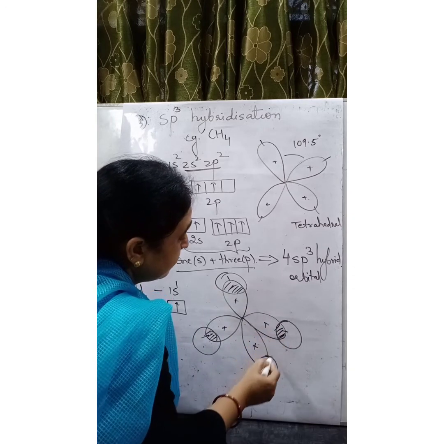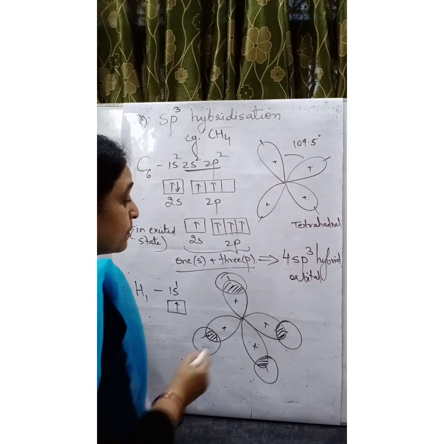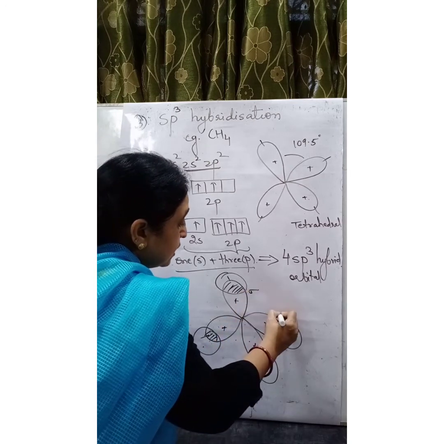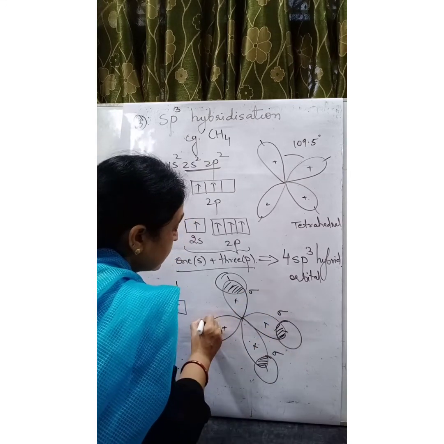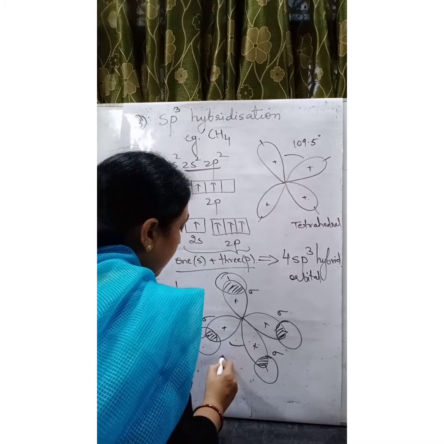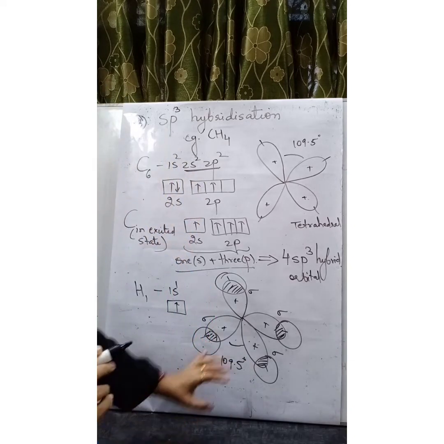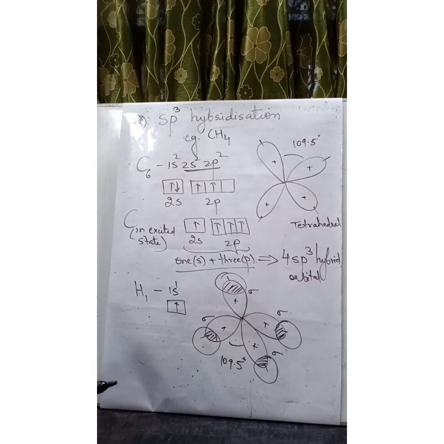So basically we have studied that greater is the overlap, stronger is the bond formed, and it results in the formation of sigma bond with the bond angle of 109.5 degree and having tetrahedral geometry.